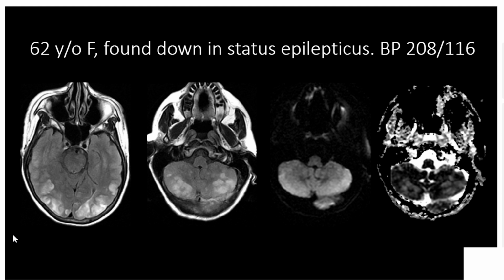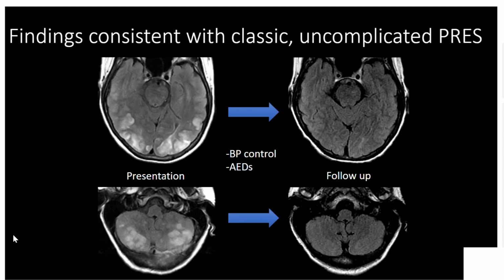Seizures can be seen in up to 50% of patients with PRES, and hypertension, which is the classic presentation. It used to be called hypertensive encephalopathy, but we'll talk about why that's no longer used. In this case, it's fairly simple as far as management. It's blood pressure control and anti-epileptic drugs, and complete 100% reversibility, consistent with this classic uncomplicated PRES.